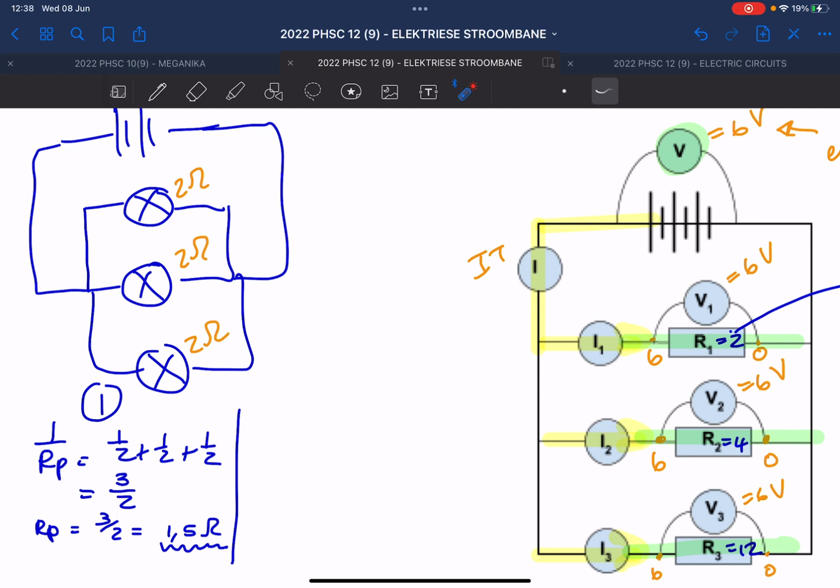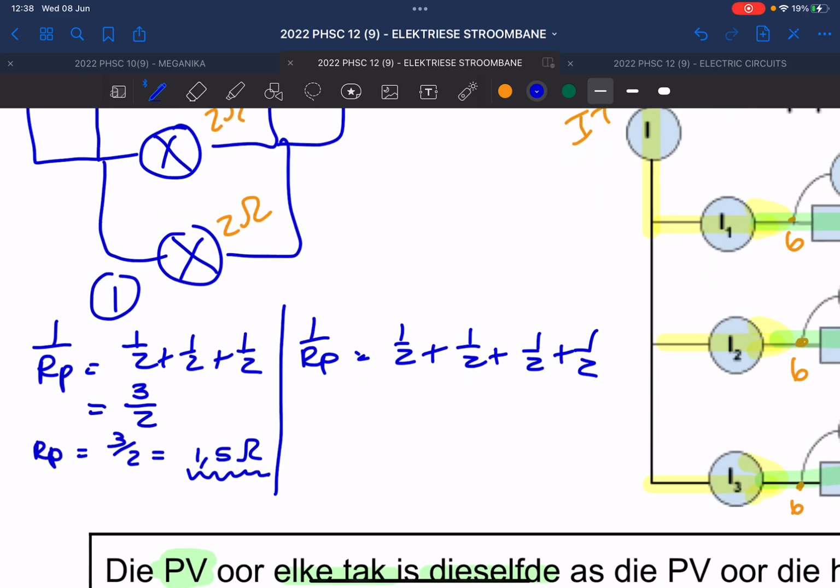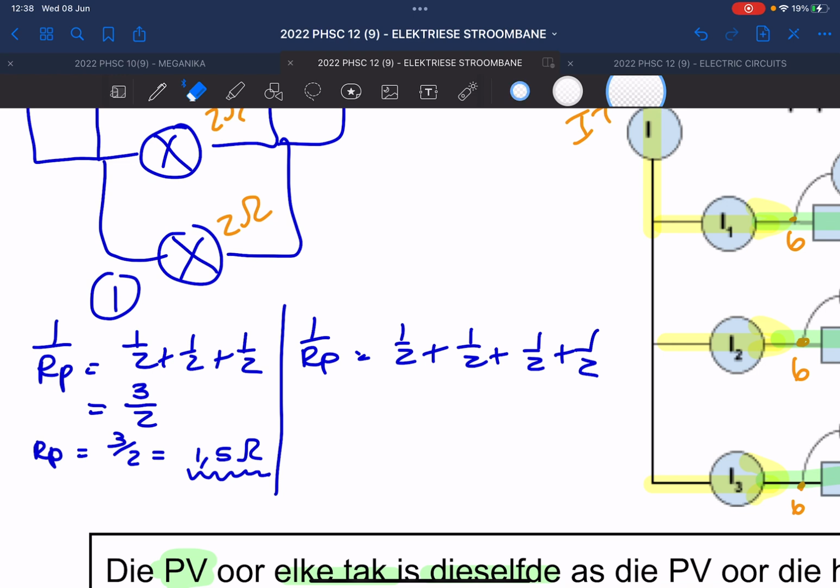Now I tell you, we add another one in parallel. Okay? So now het ons 1 oor 2 plus 1 oor 2 plus 1 oor 2 plus 1 oor 2. Ag man, ja. Wag, ja. Man, julle. 2 op 3. Jy is 100% reg. 0,67.